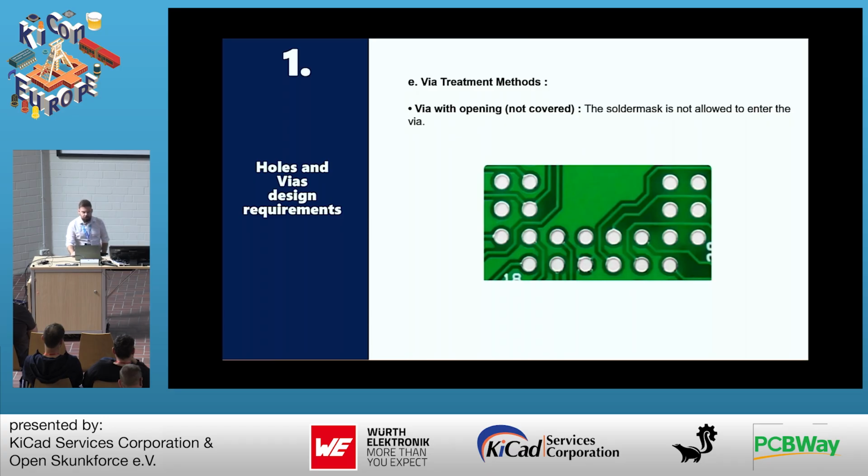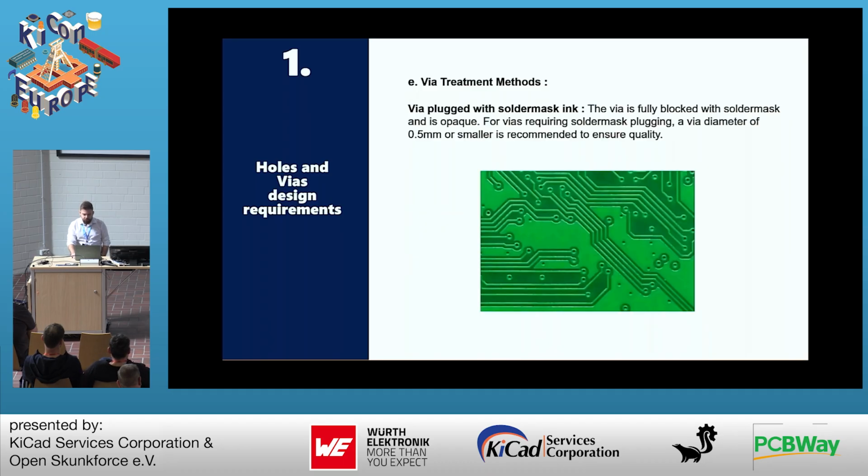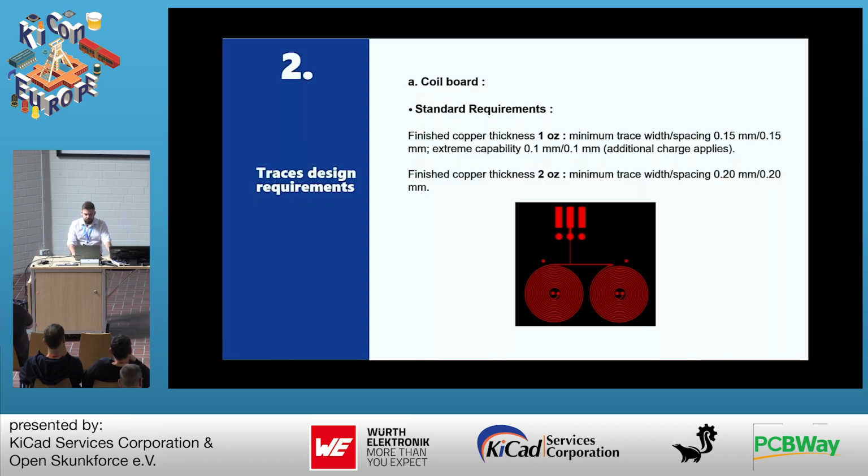Then you have a picture here of a via with openings that are not covered. When we apply the solder mask, it won't go inside this kind of via. And then we have vias plugged with solder mask ink. This via is fully blocked with solder mask and is opaque. For vias requiring solder mask plugging, a via diameter of 0.5 or smaller is recommended to ensure the quality. Okay, so that's it for the vias and holes.